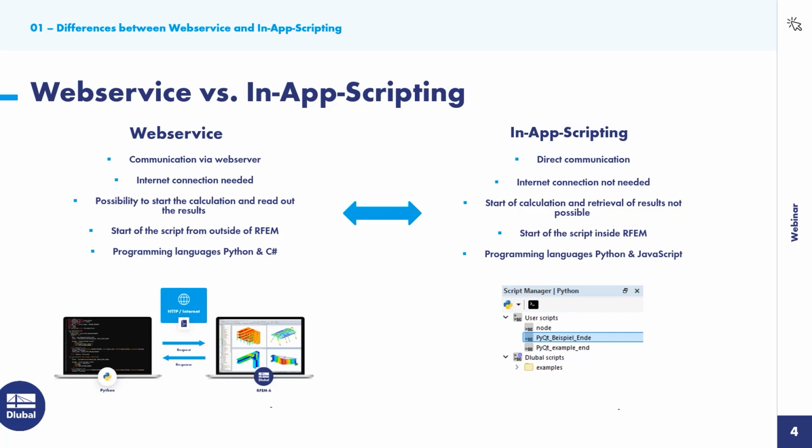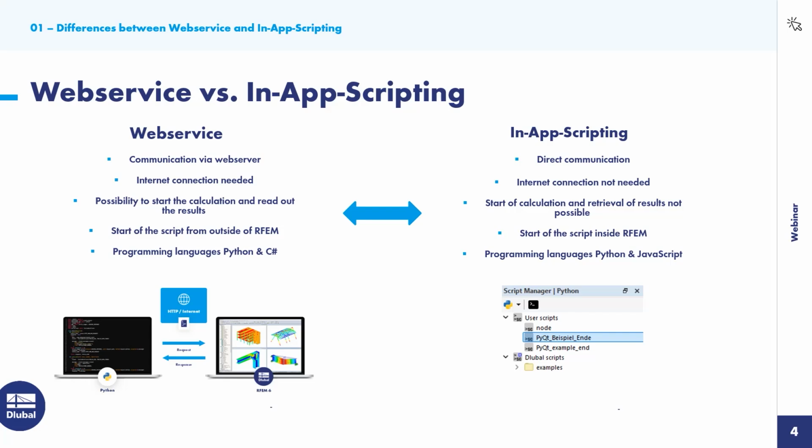Using web service, the script is started from outside RFEM, for example from a programming environment like Visual Studio Code. In-app scripting, on the other hand, is embedded in RFEM and enables a direct communication with RFEM. Therefore, its usage does not require an internet connection. Using in-app scripting, the script is started directly inside RFEM via the script manager. That is why no external programming environment is needed. This makes the scripting well suited for programming beginners in order to make first modelings with Python and to get started without having to deal with some programming environments.